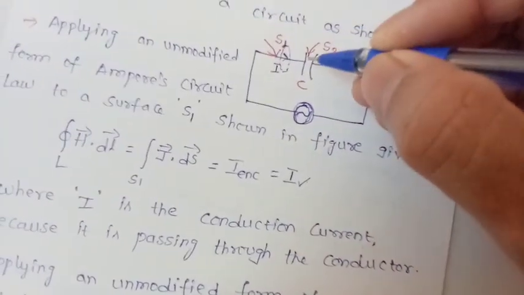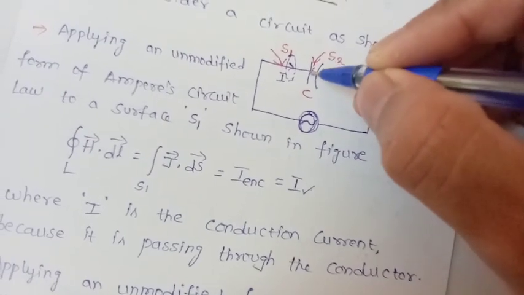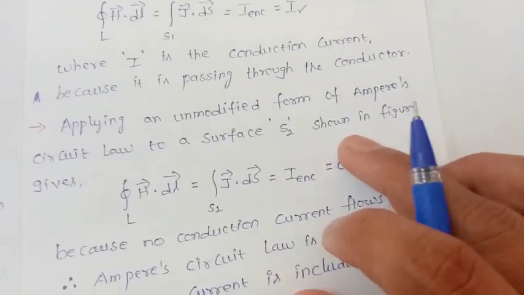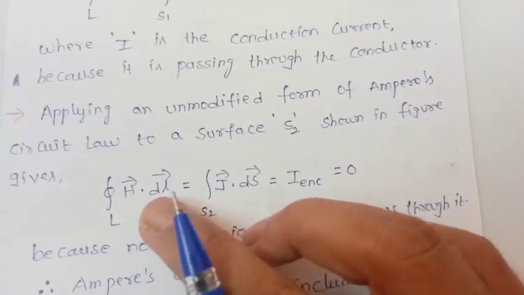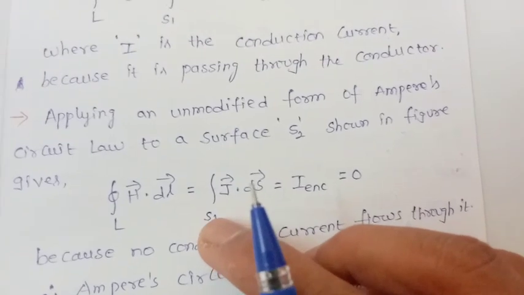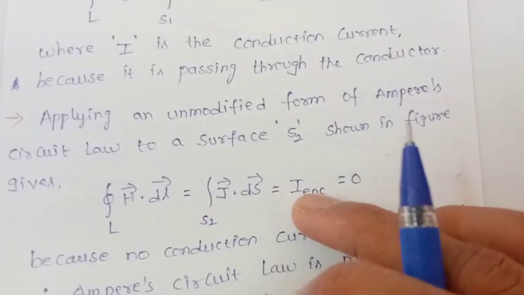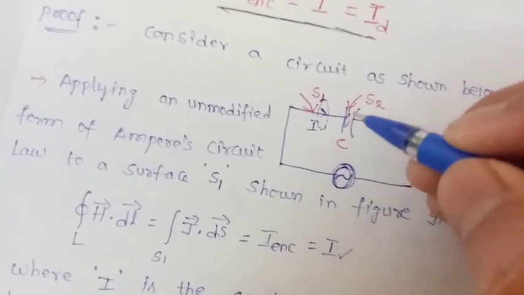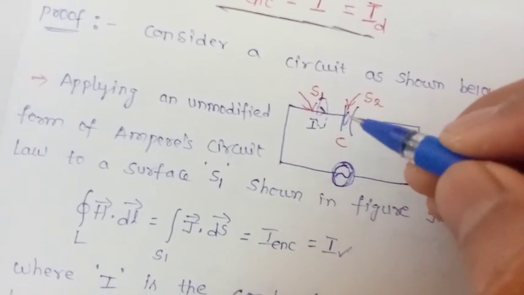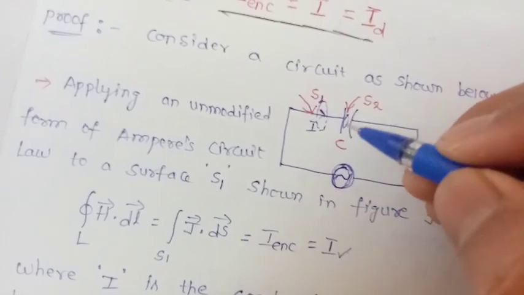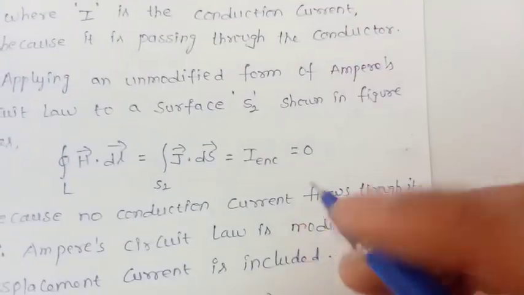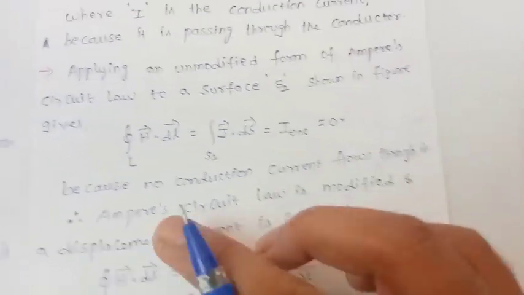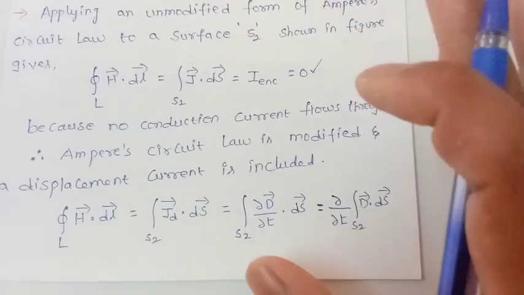Now applying an unmodified form of Ampere's circuital law to surface S2. Let us assume that here there is an Amperian path in an insulator. This is surface 2 shown in the figure. Then the closed line integral of H bar dot dl bar is equal to the surface integral over S2 of J bar dot dS bar, which is equal to I enclosed. If you observe from this figure, there is no conduction current, since there is no conductor here. Therefore the current enclosed is equal to 0. Is it clear? Because no conduction current flows through it.